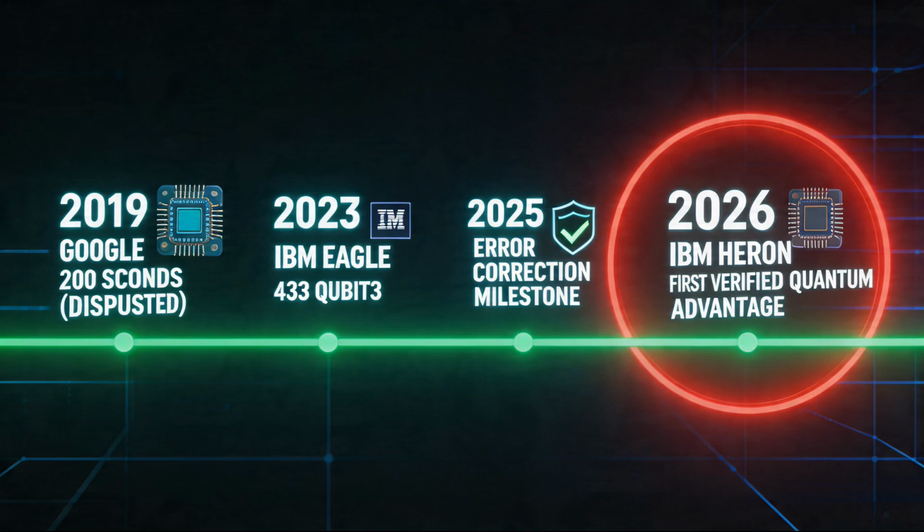The specific milestone was a quantum chemistry simulation, calculating the ground state energy of a molecule relevant to nitrogen fixation, which matters enormously for fertilizer production. Classical supercomputers required an estimated 47 years of compute time for that exact problem. Heron solved it in 11 minutes with verified accuracy.